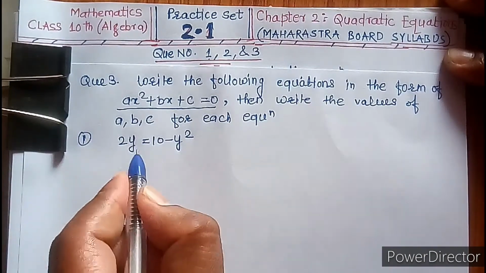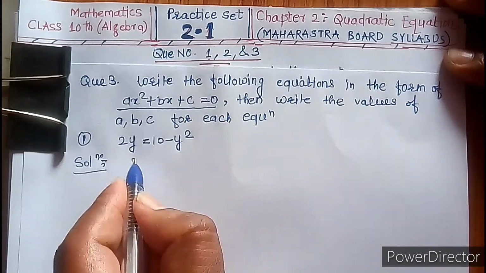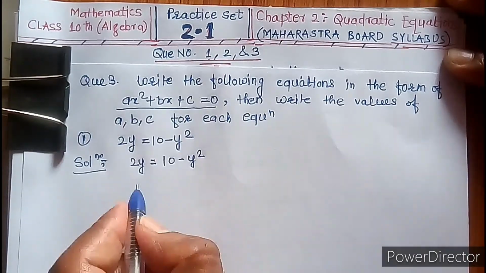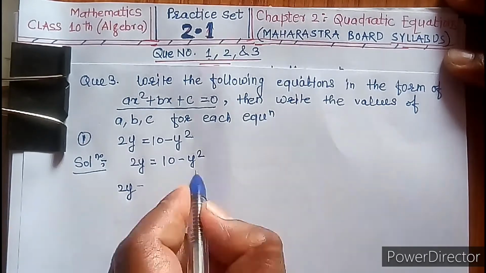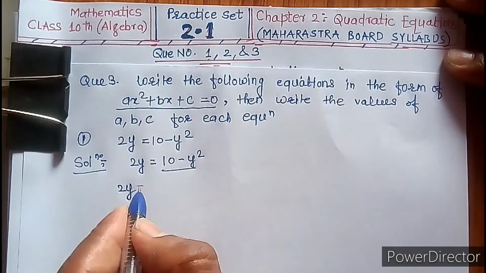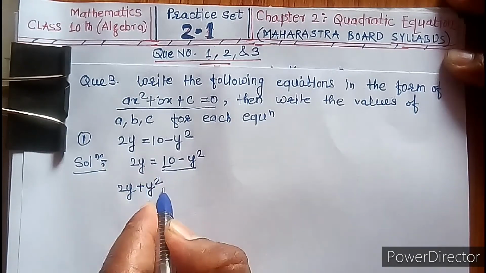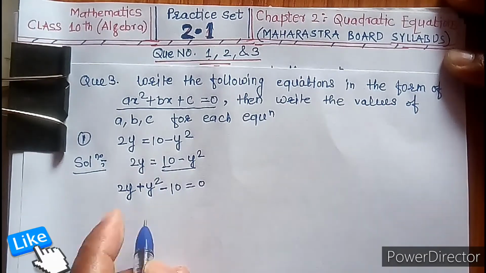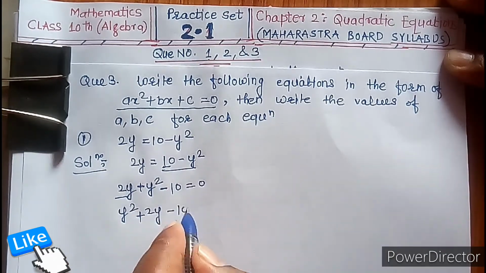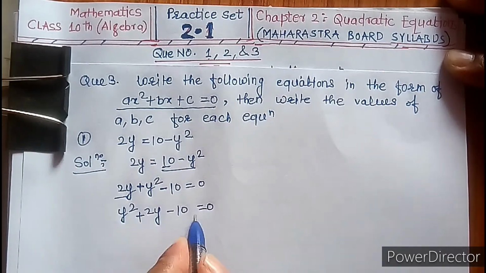Here the first equation is 2y equals to 10 minus y square. In the solution part, write down the equation as it is, that is 2y equals to 10 minus y square. Now here 2y is as it is, now plus 10 and minus y square will be shifted to the left hand side. Minus y square will become plus y square, and plus 10 will become minus 10 equals to 0. Now write it properly: y square plus 2y minus 10 equals to 0.